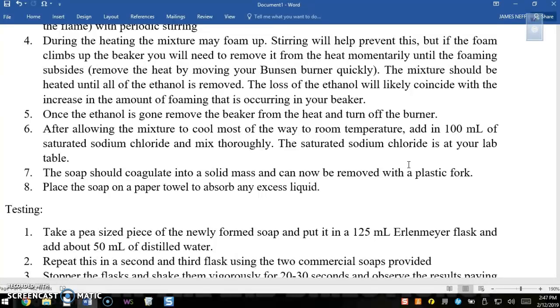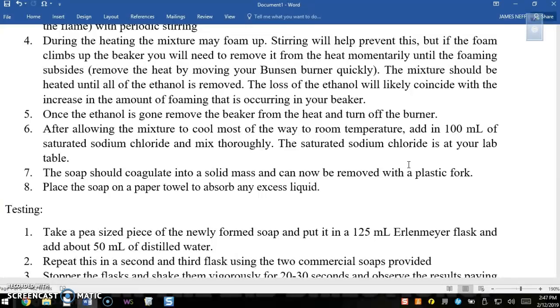Once you do that, use a plastic fork that's provided. Please don't throw them away when you're done. Use a plastic fork. You can just scrape the soap right off the top. We're not going to be filtering this. Just place it on a paper towel. That'll absorb all the excess liquid, and then you're ready to start the testing process.